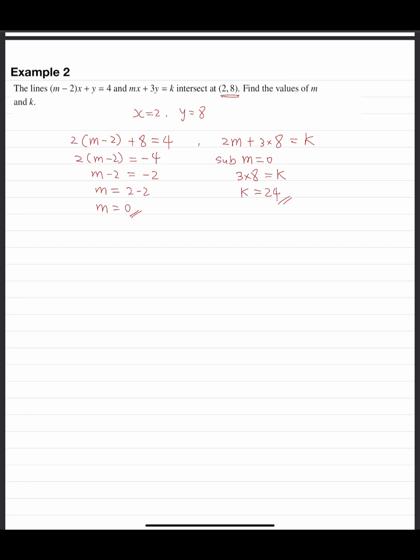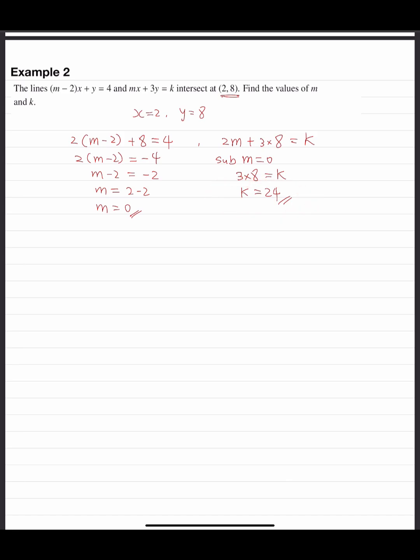When you substitute into the first one, like what I did here on the left, you can find m, which is just a linear equation. You find out m is equal to 0. And then you can substitute m equals 0 along with x equals 2 and y equals 8 into the second, and then you find out that k is equal to 24.